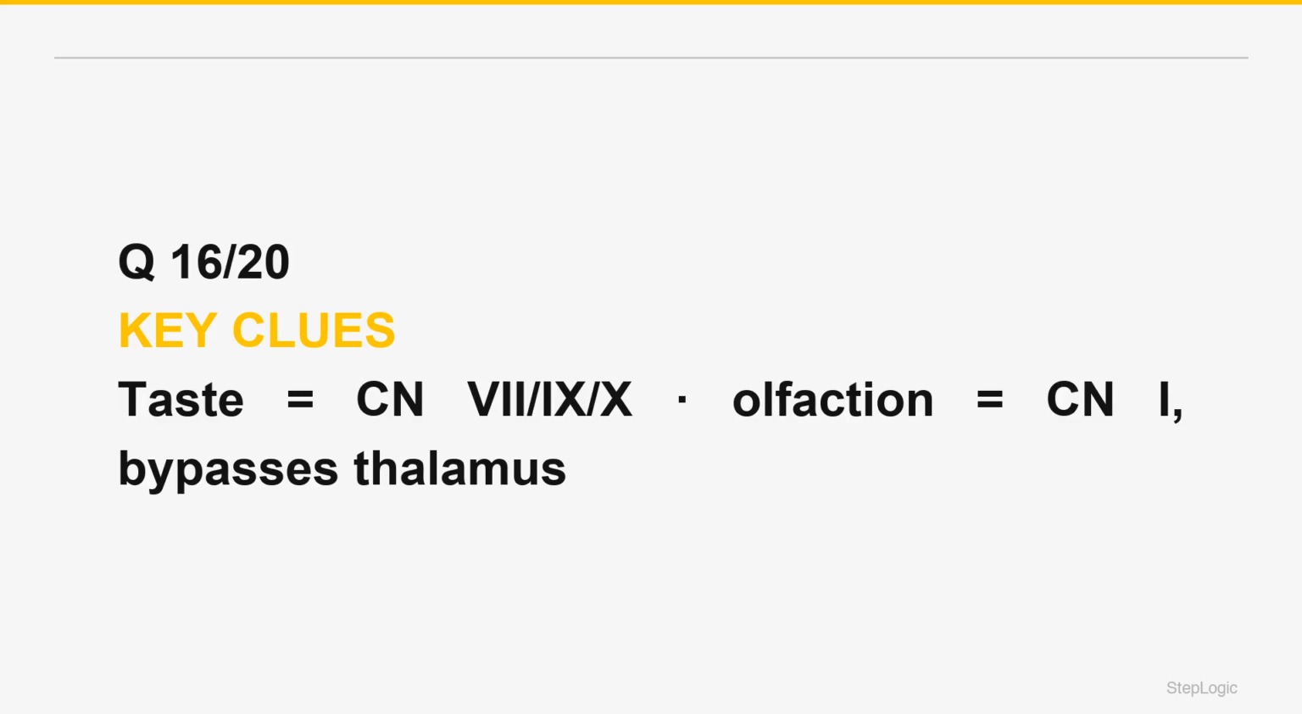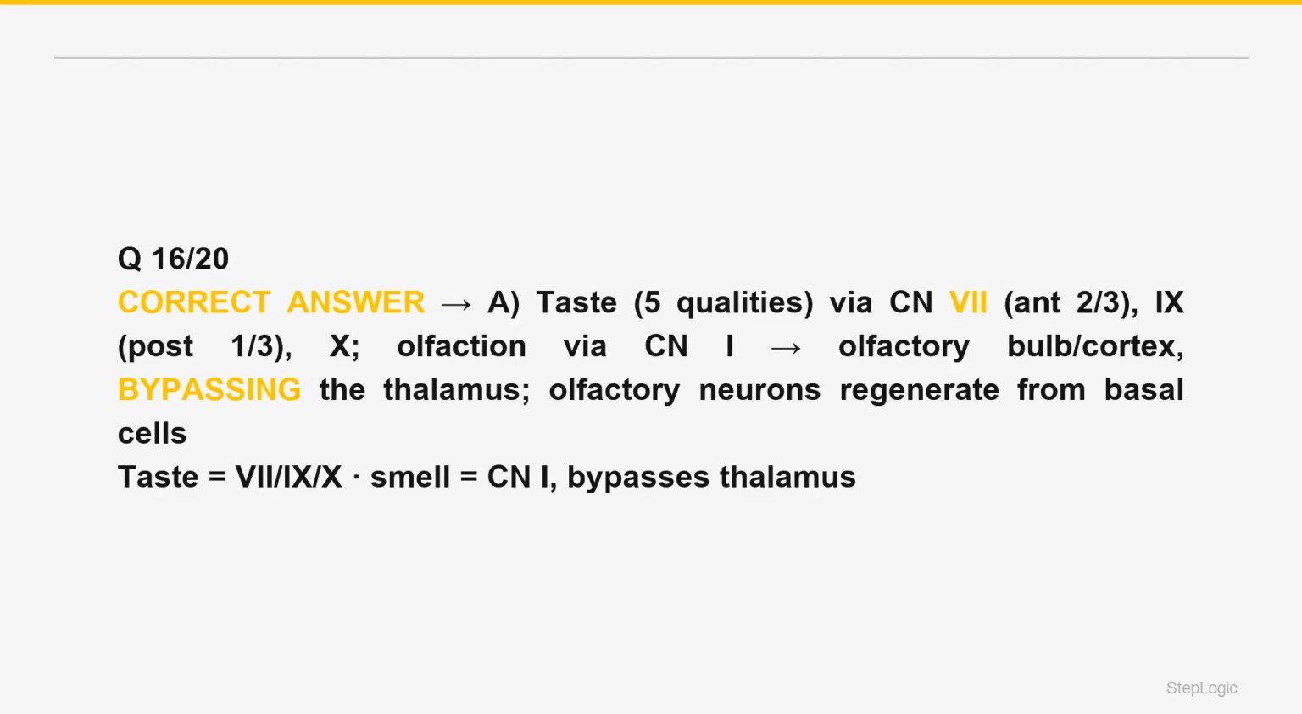The chemical senses are taste and smell. Taste, gustation, detects five basic qualities: sweet, sour, salty, bitter, and umami, via taste receptor cells and taste buds. The afferent nerves are three cranial nerves: CN 7, facial, via chorda tympani for the anterior two-thirds of the tongue; CN 9, glossopharyngeal, for the posterior one-third; and CN 10, vagus, for the epiglottis and pharynx. These relay through the brainstem solitary nucleus and thalamus to the gustatory cortex. The correct answer is A.